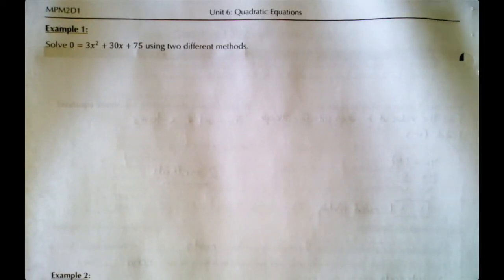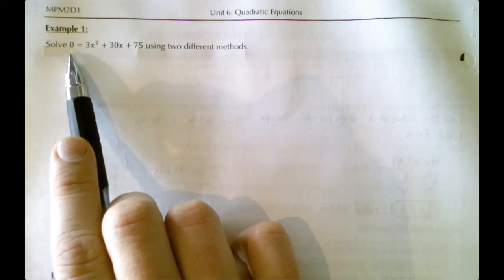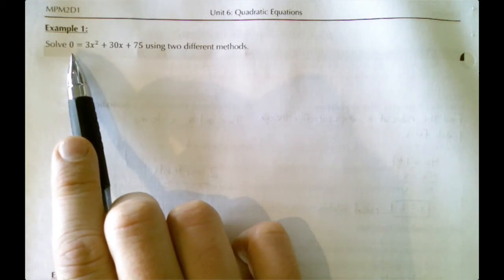So we're going to solve this equation, 0 equals 3x squared plus 30x plus 75, using two different methods. Now, since this quadratic expression is set equal to 0, we are solving for the zeros. But the solution to this is also called the roots. So you can use zeros and roots interchangeably in this example. So let's find the roots of this equation.